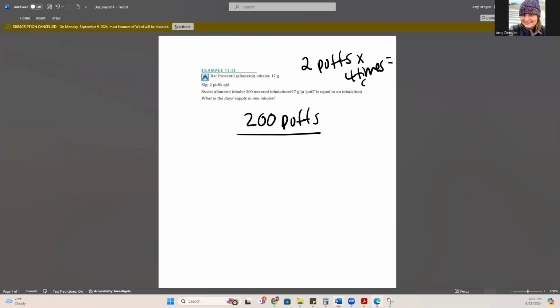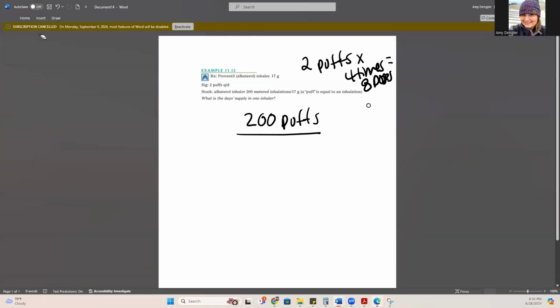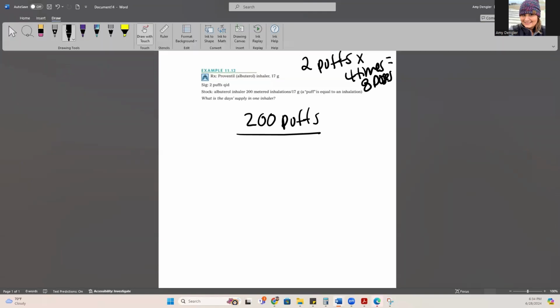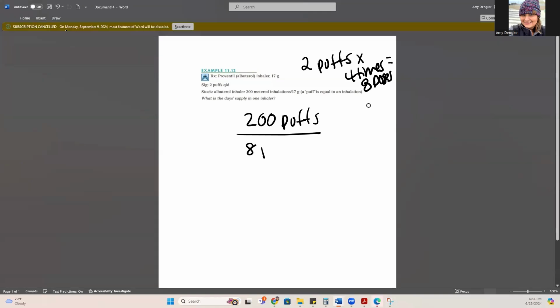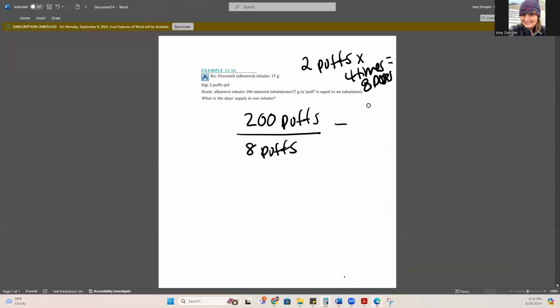4 doses is 8 puffs per day. Divide that by the 8. Let me erase that, that looks terrible. So 200 divided by 8 means that this will last for 25 days.